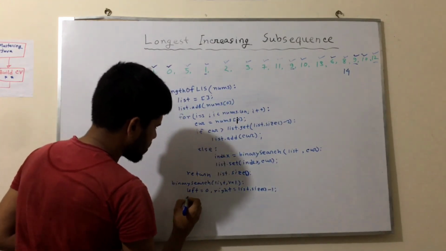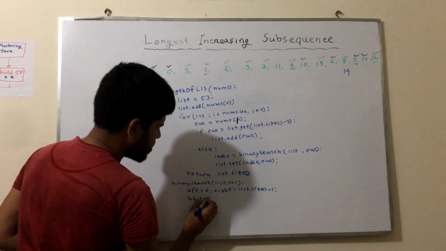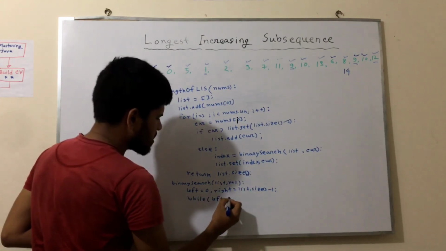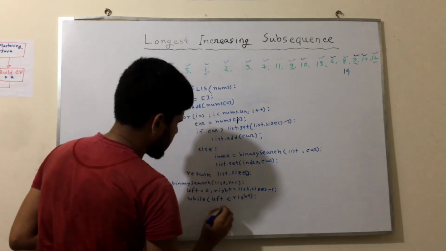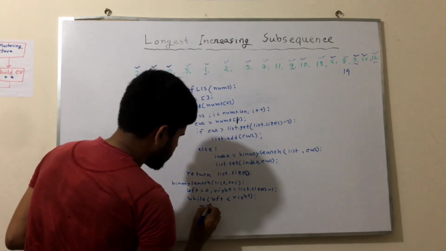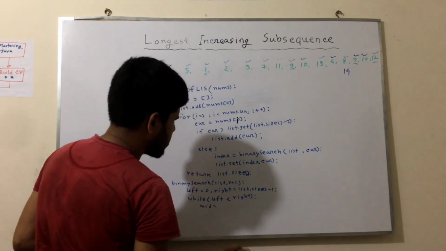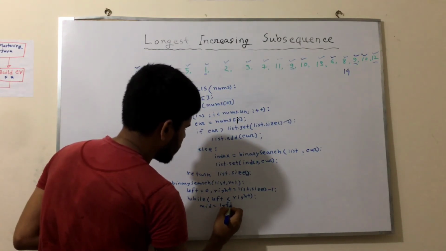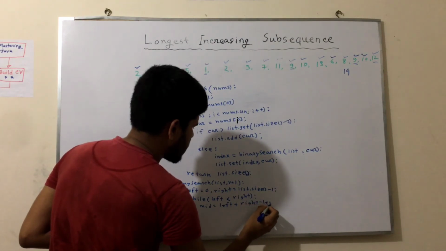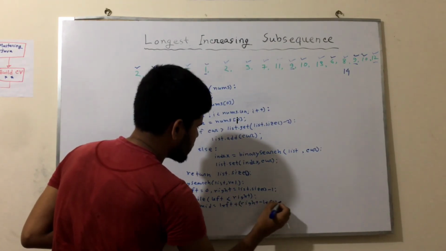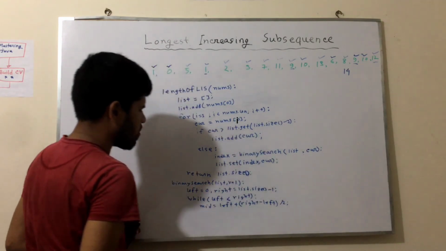Now let's run a while loop here. While left is less than right, we'll keep running this loop. Now let's find out the middle. We can use left plus right divided by 2. Instead I'm going to use this formula, left plus right minus left divided by 2. This formula will overcome the overflow.